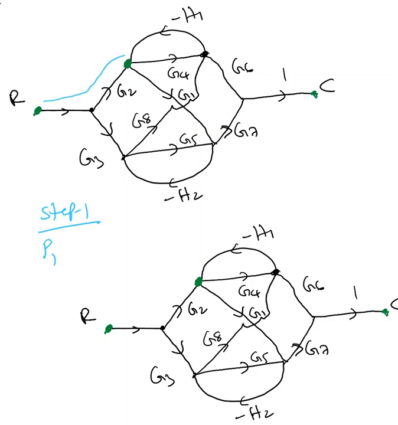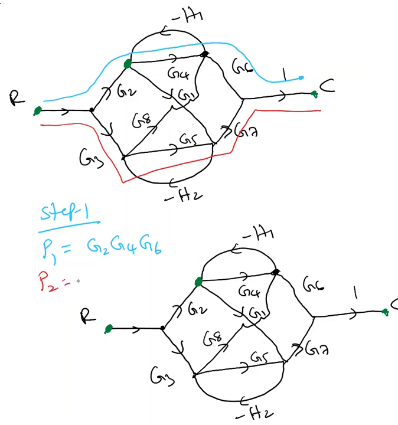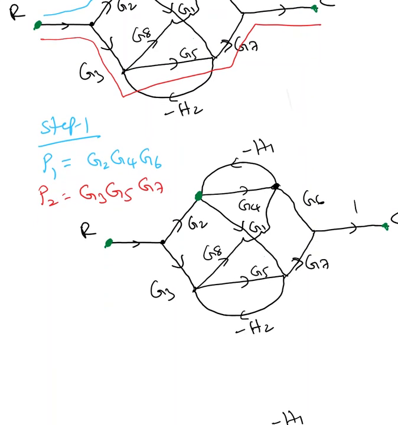A forward path is nothing but starting from the input, reaching the output without touching any node or any path more than once. So you can clearly see P1 equals Z2, Z4, G6. Now P2, I'm going to find another path right there, Z3, Z5, G7. So I'm going to put another one, Z3, G5 and G7. Those are the two paths.